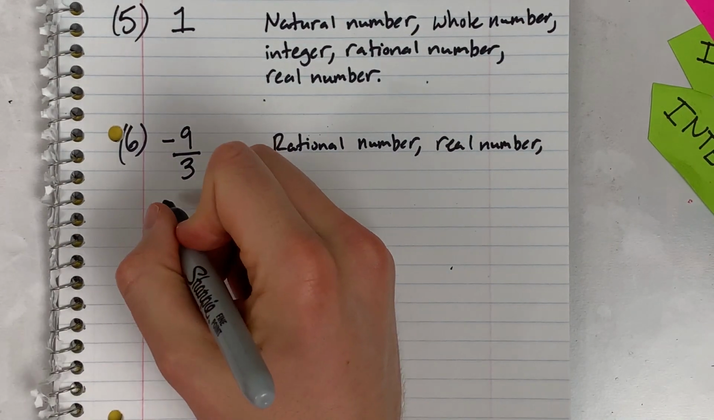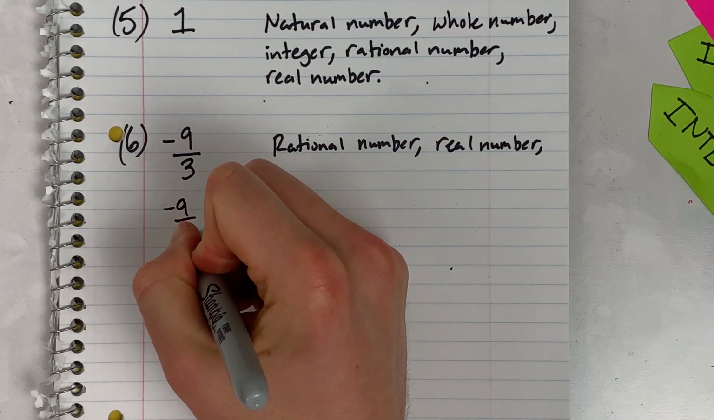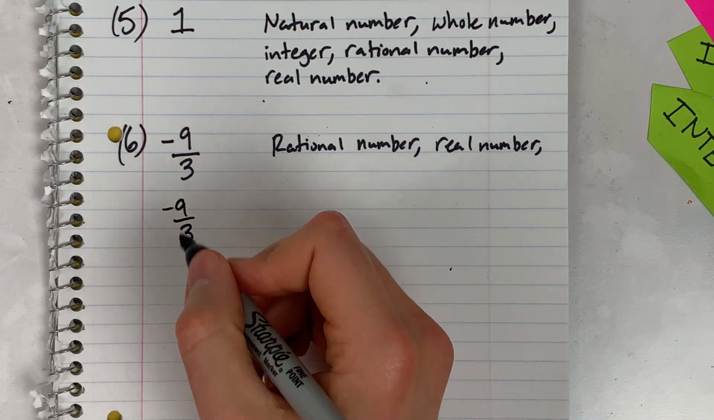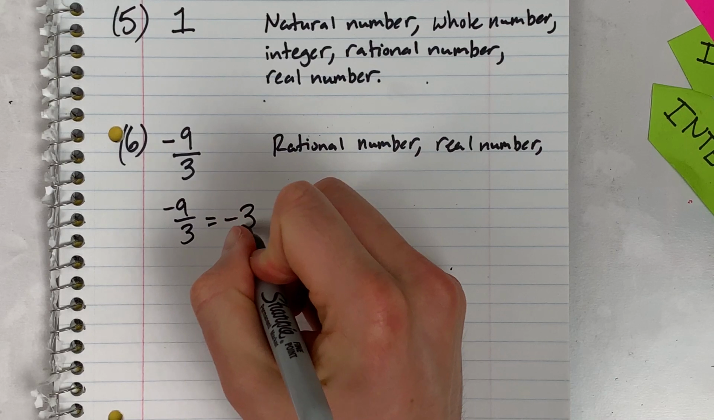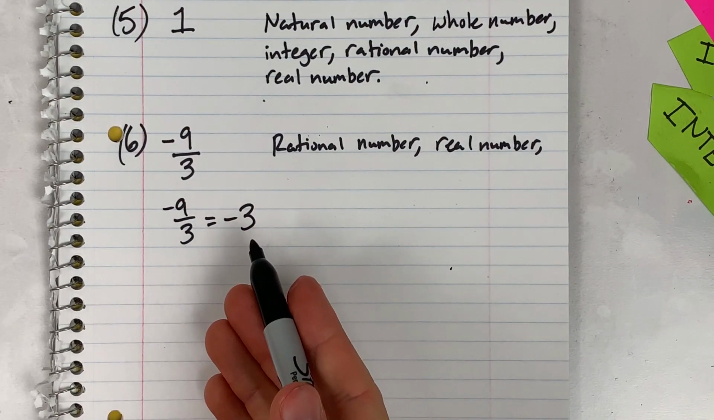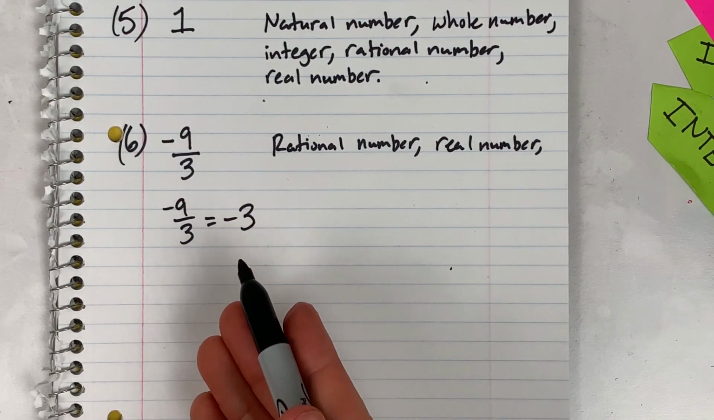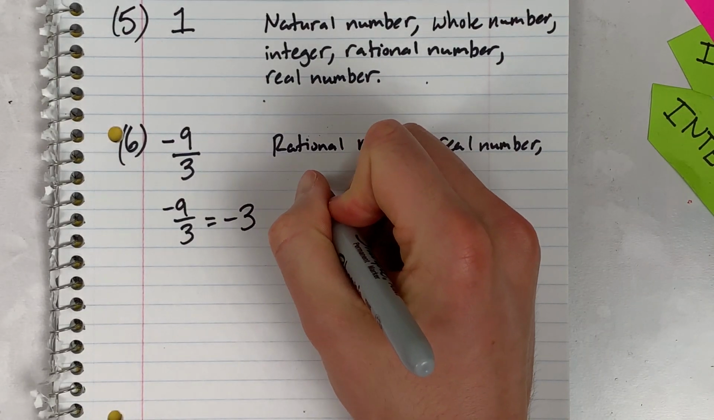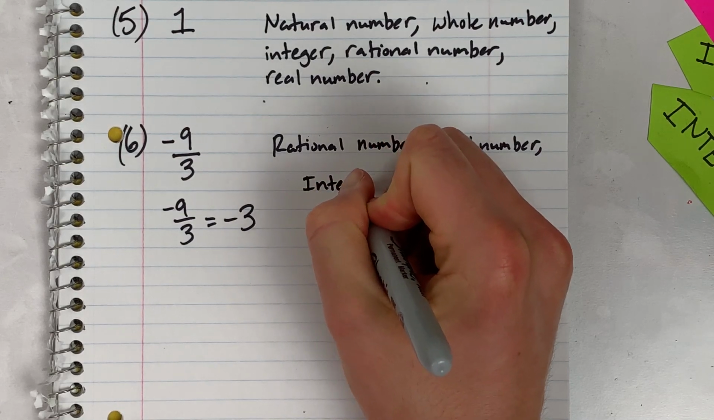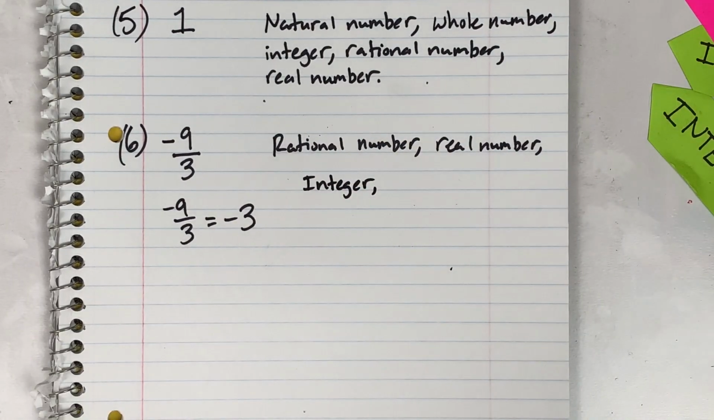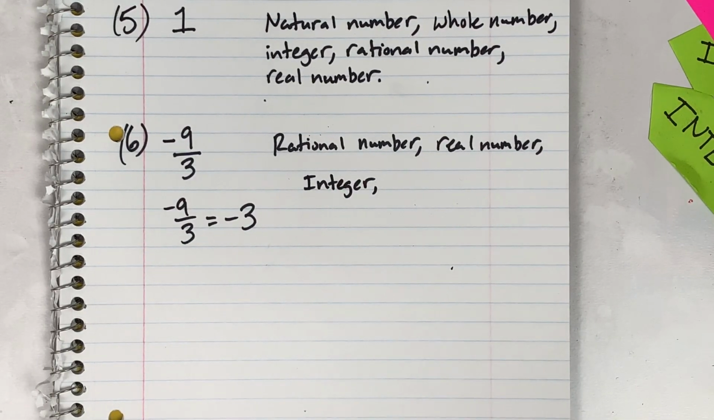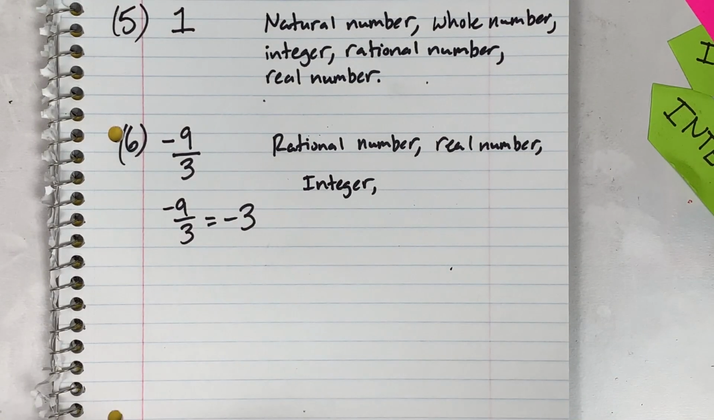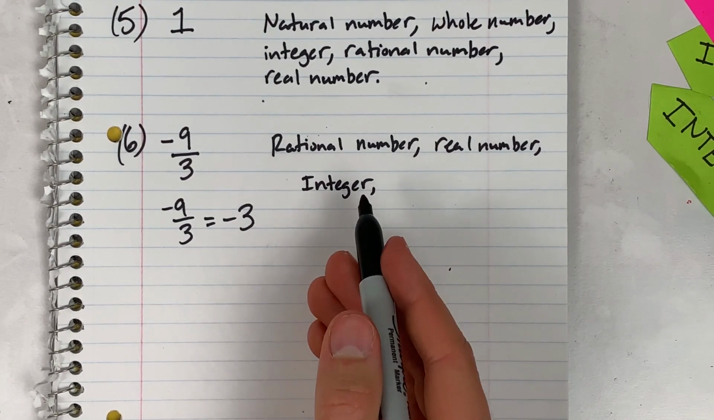Well, it might not look it, but negative 9/3, if we divide 9 by 3, is actually equal to negative 3. And negative 3, as we discussed before, is the negative counterpart to 3, which makes it an integer. So negative 9/3 is also an integer. And then, as we discussed before, negative 3, which equals negative 9/3, is neither a whole number nor a natural number. So that means negative 9/3 is a rational number, a real number, and an integer.